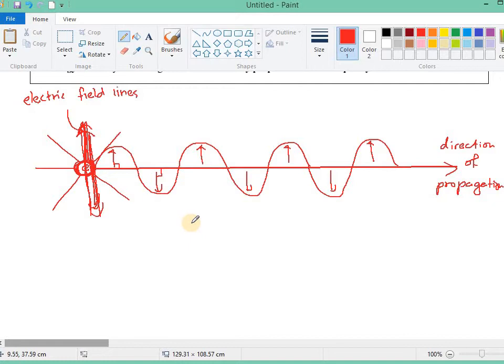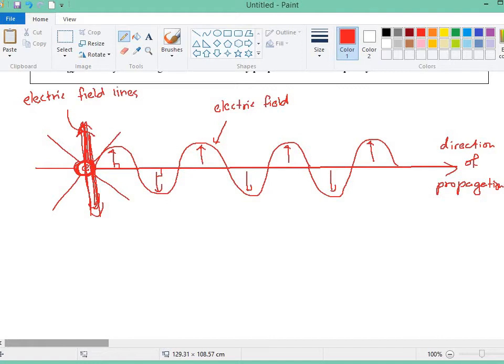But this is only the electric field, the oscillating electric field. How about the magnetic field? How about the magnetic component? This is the electric component. How about the magnetic component? Because we are talking about an electromagnetic wave, right? So what happened to the magnetic component?